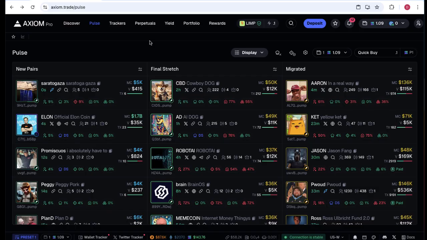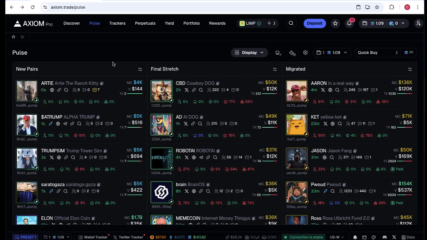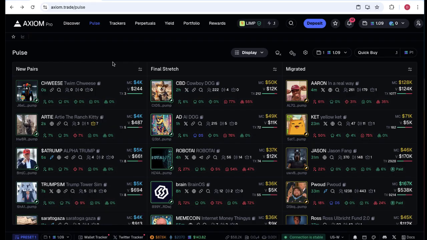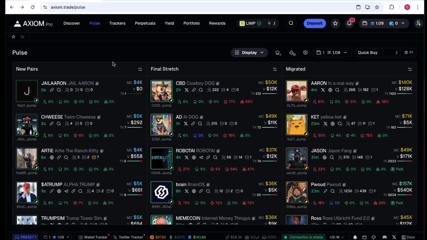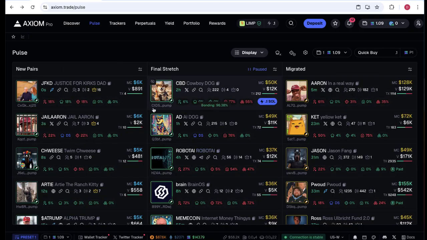When you go to post, right here, post. This is where I'm basically sniping at, man. This is where I make my trades from, right here. This is where I make my discoveries. This is where I catch my runners. This is what I'm staring at 99% of the time, as far as where I'm gonna execute a trade. It's 3 columns. This is the new pairs, this is the final stretch, and this is the migrated.